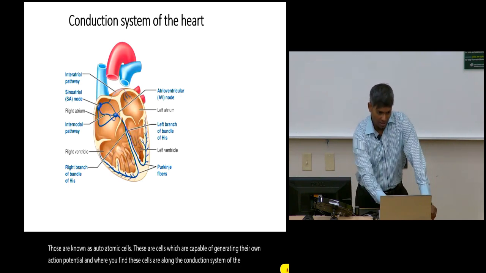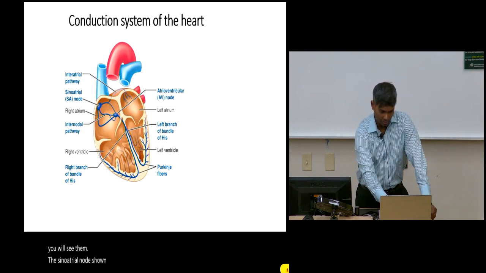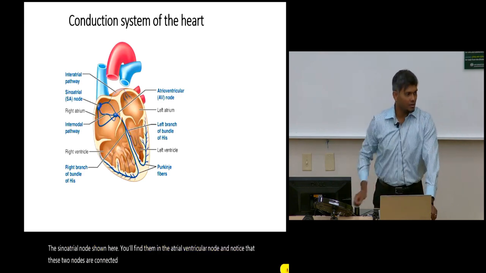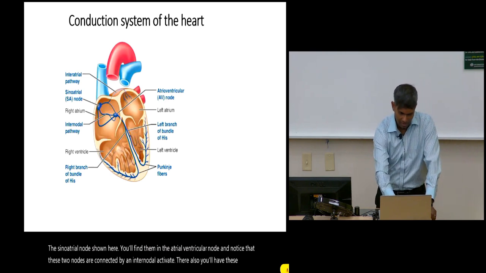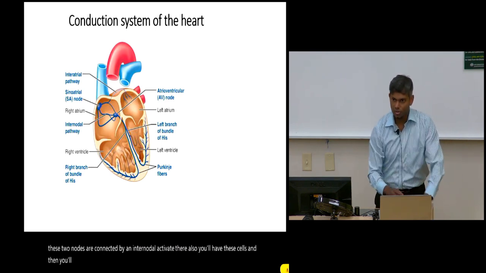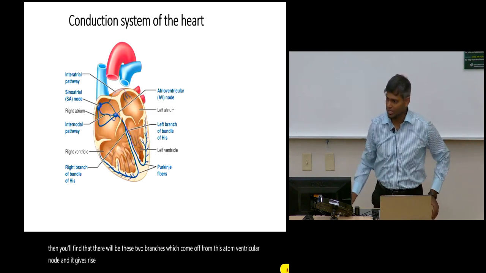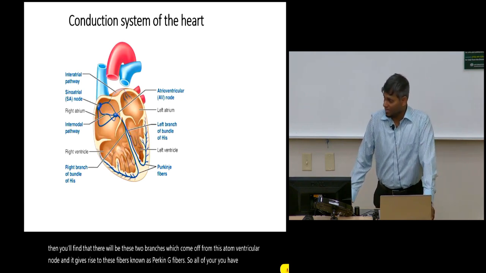So you'll see them in the sinoatrial node shown here. You'll find them in the atrioventricular node. And notice that these two nodes are connected by an internodal pathway. So there also you'll have these cells. And then you'll find that there will be these two branches which come off from this atrioventricular node, and it gives rise to these fibers known as Purkinje fibers. So all of here you have the autorhythmic cells.